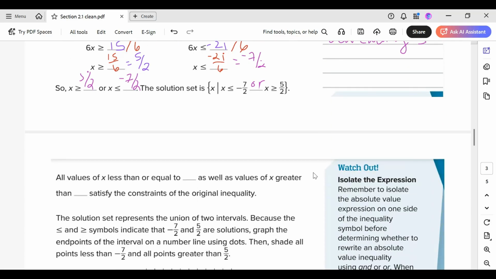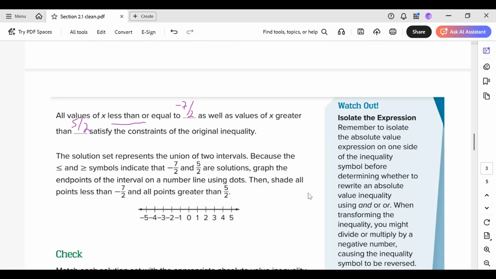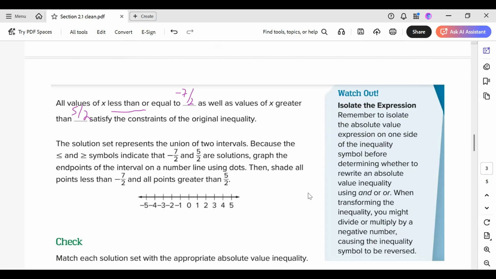When we have our pieces, all values of x less than or equal to negative 7 halves, as well as all values greater than or equal to 5 halves, satisfy the constraints of the original inequality. So our solution set represents the union of two intervals. Because greater than or equal to and less than or equal to indicate that they are part of the solutions, the graph of the endpoints is going to be using dots. So we're going to have closed circles.